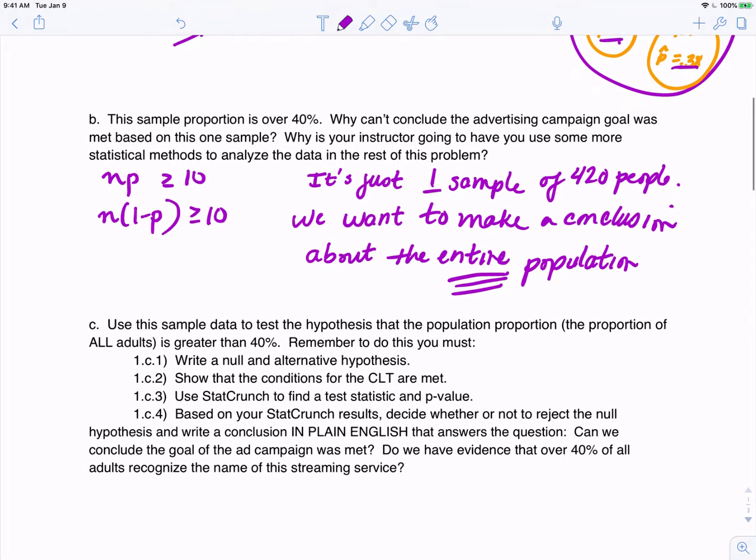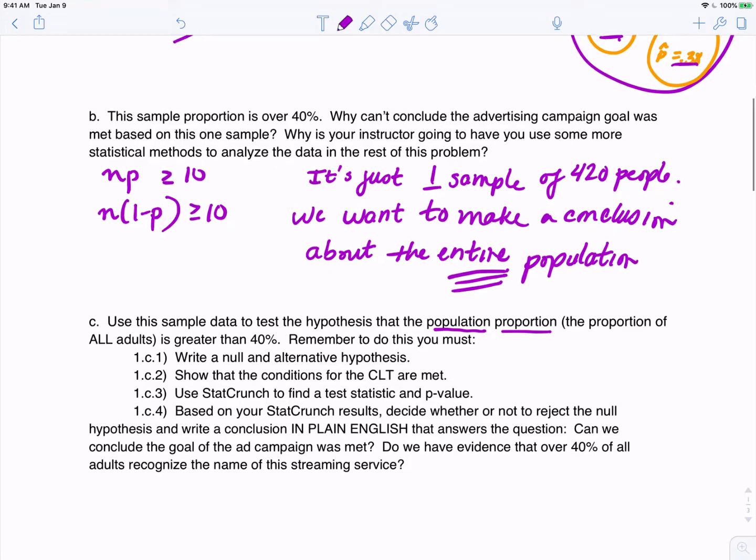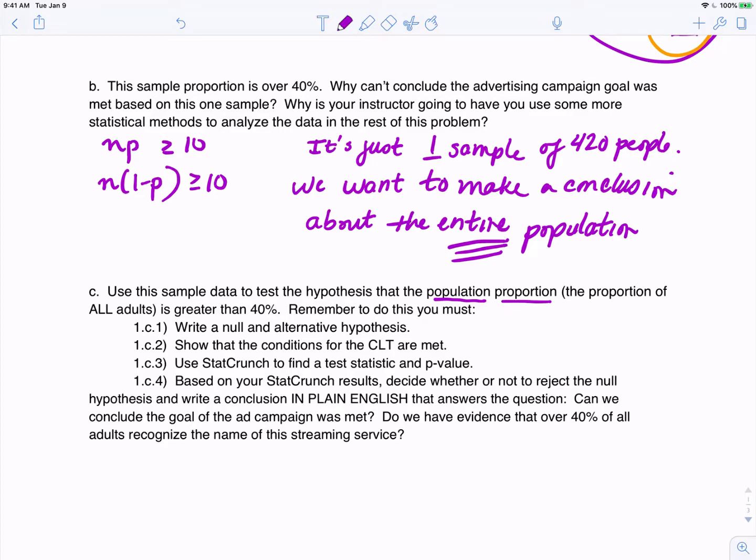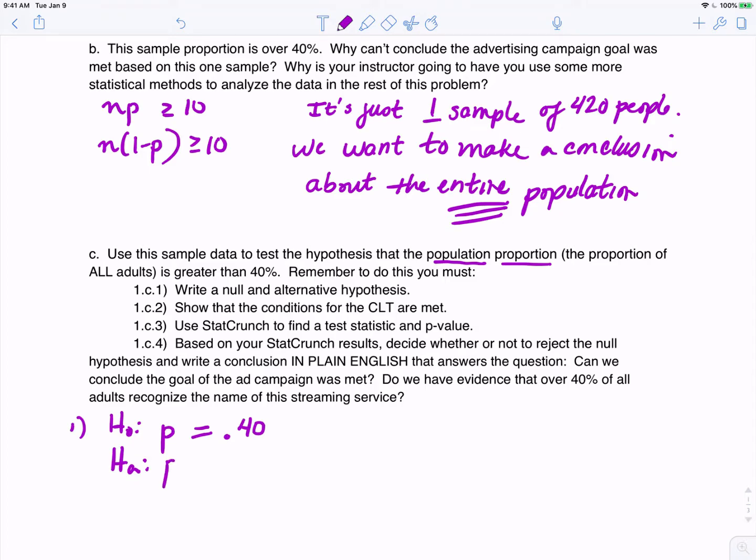Okay, so here we go. Use the sample data to test the hypothesis that the population proportion, again, the proportion of all adults, is greater than 40%. Remember, to do this, you must, and this reviews the 4 steps of hypothesis testing. The first is to write a null and alternative hypothesis. Your null hypothesis is always about the population proportion, and it always has an equal sign in it. And so our null hypothesis is that the population proportion is 40%. And our alternative, we want to see if it's more than 40%, and so that would be a greater than sign. So that's step number 1.